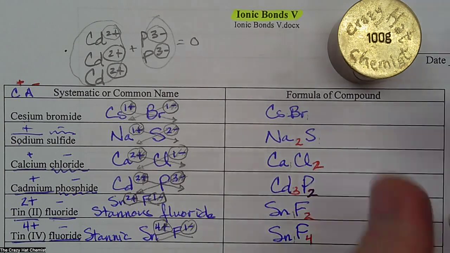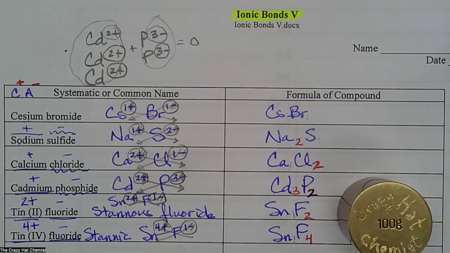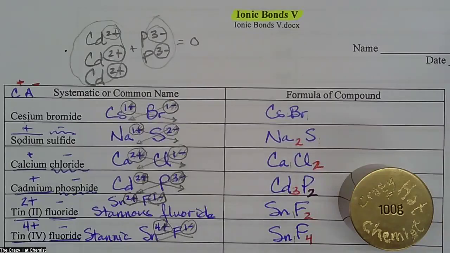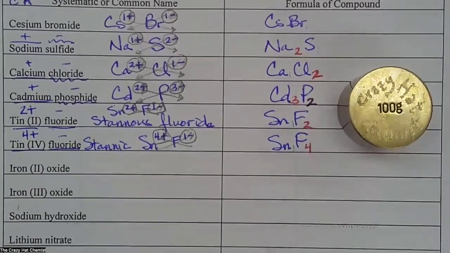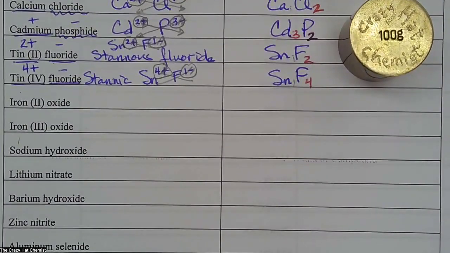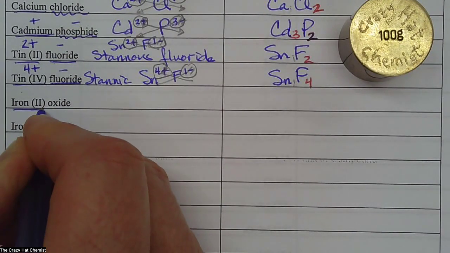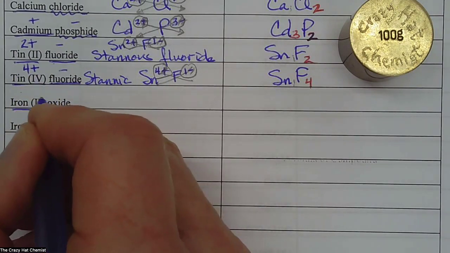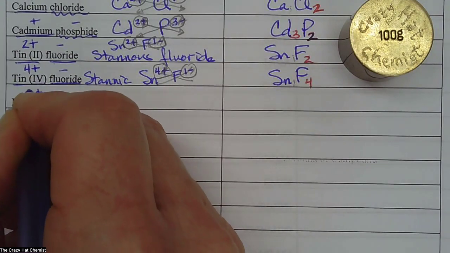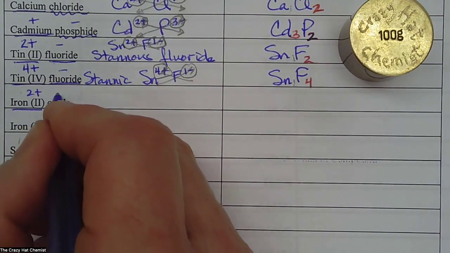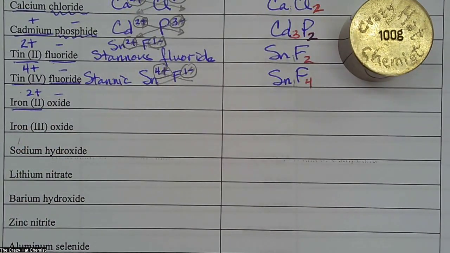All right, what we need to do is move this sheet of paper up a little bit so that we can do some more of these problems. I got more to do. So I'm going to move this up here, and there we go. This next one here is iron 2 oxide. So we got the cation of iron 2. It's a 2 plus charge because it has a Roman numeral 2. And then this must be the anion, which is oxide.